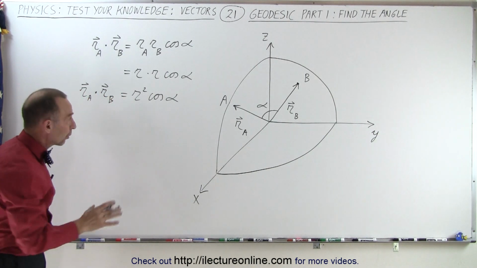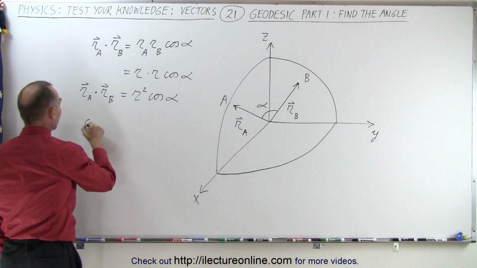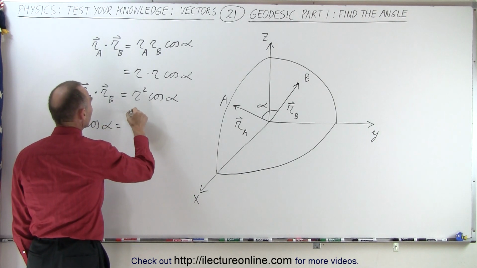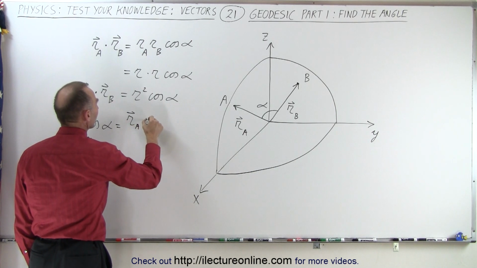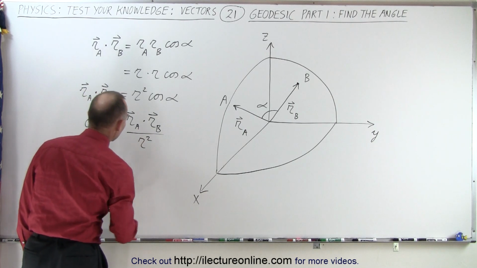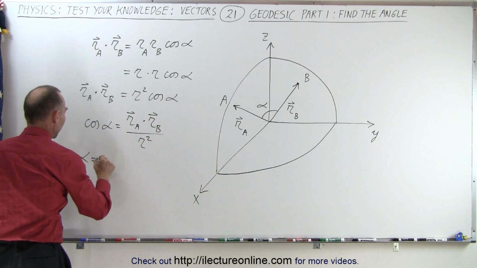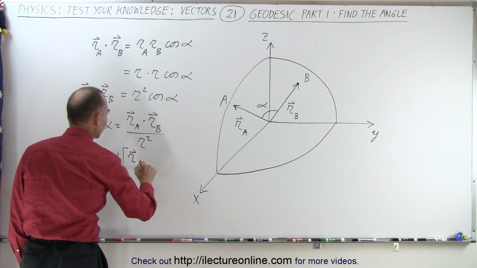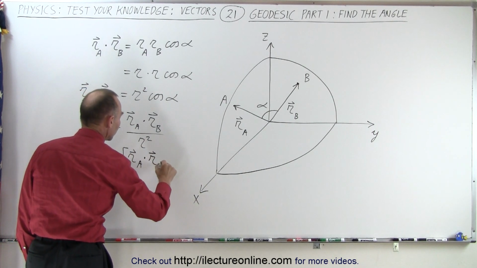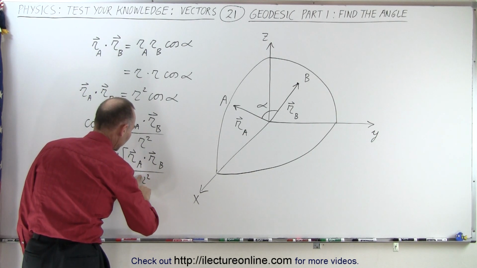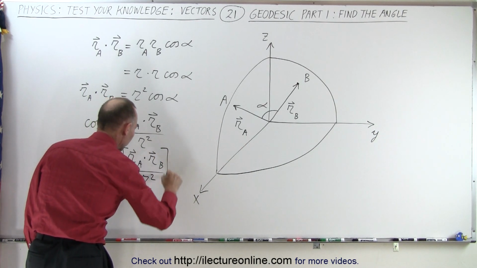So then finally, if I want to solve that for the angle, I can say that the cosine of the angle is equal to the dot product between the 2 position vectors divided by the radius of the Earth squared. And ultimately, if I want to find the angle, I need to take the inverse cosine of the dot product of position vector A with position vector B divided by the radius of the Earth squared. And that's not a very good R, so let me try that again. The radius of the Earth squared, like that.